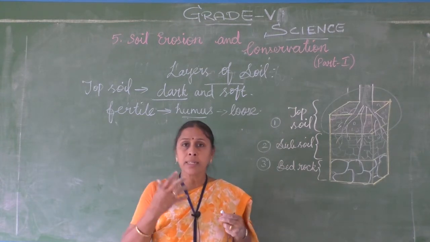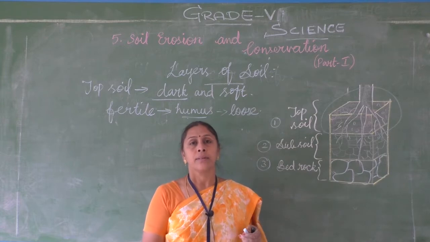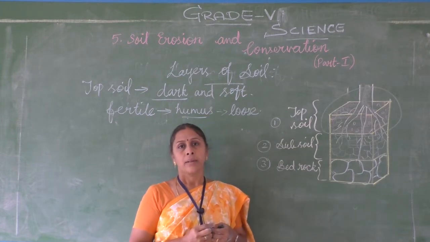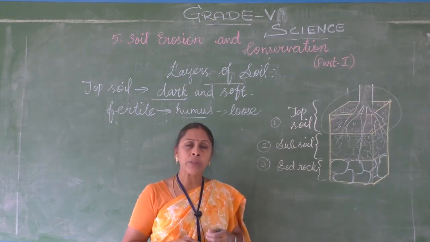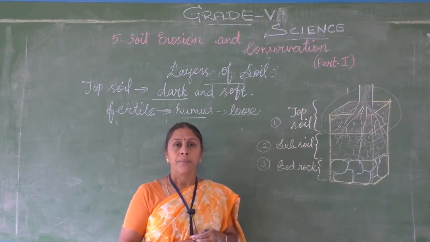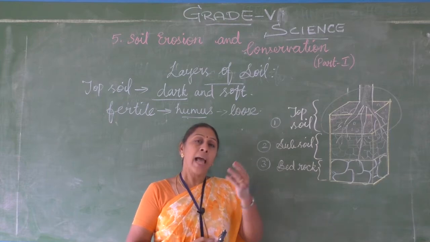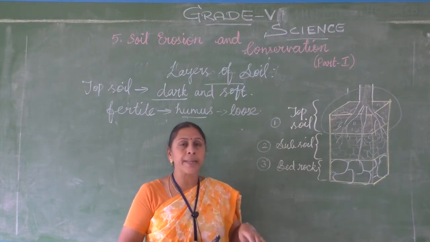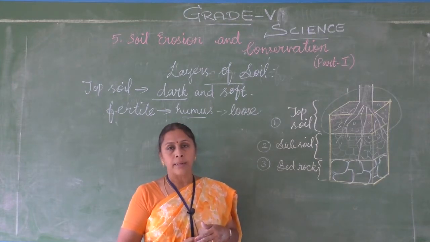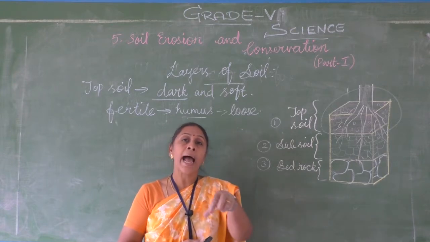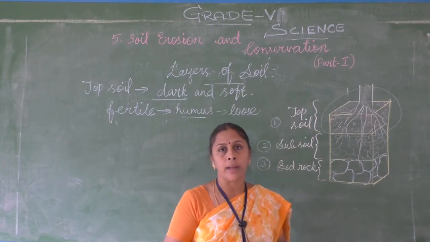So, plants need air to breathe. They need carbon dioxide. From the air only they are taking the carbon dioxide. And they need water for their growth. So this air and water will enter into the earth or the soil through the gaps present in the topsoil.